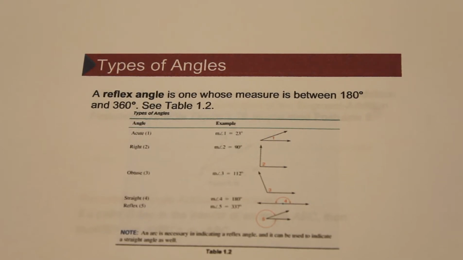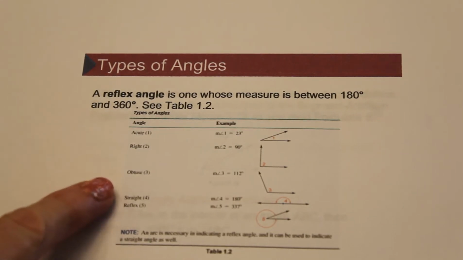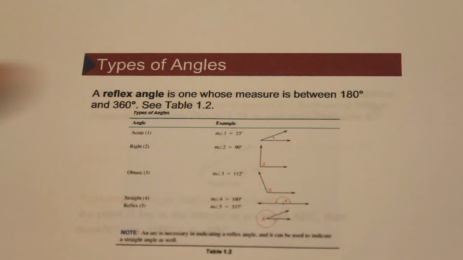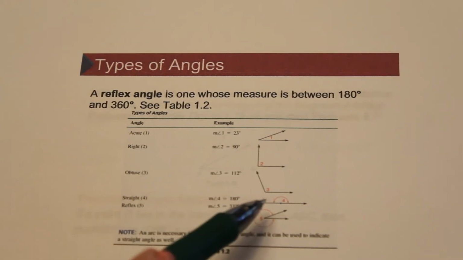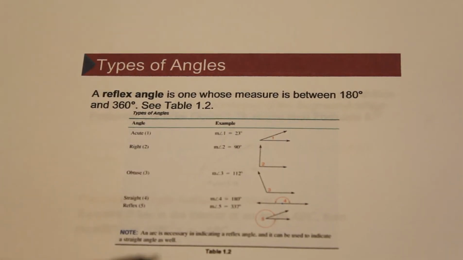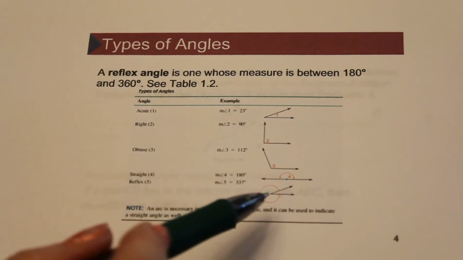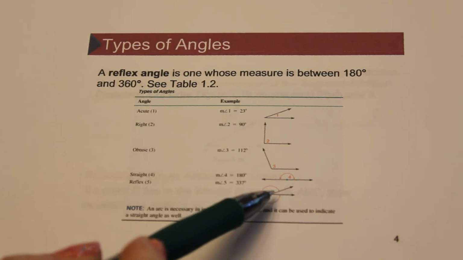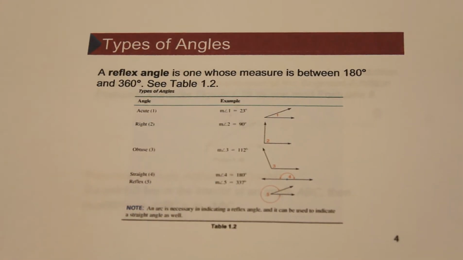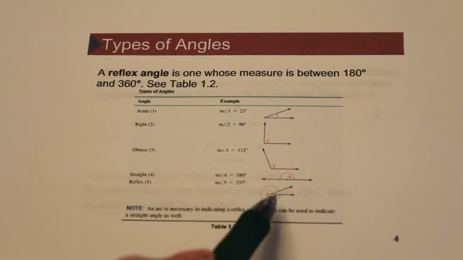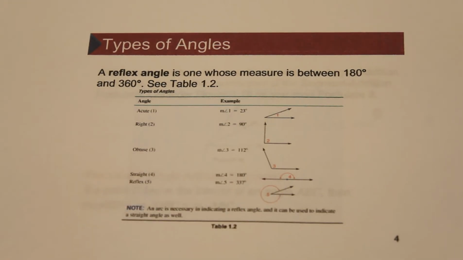Let me try to get that a little bit better focused. Obtuse angles have measures that are greater than 90 degrees but less than 180. Straight angles equal 180 degrees. And then reflex angles are greater than 180 but less than 360. And a reflex angle will always have an arc on it. If an angle does not have an arc showing the reflex part, we would assume the acute angle.